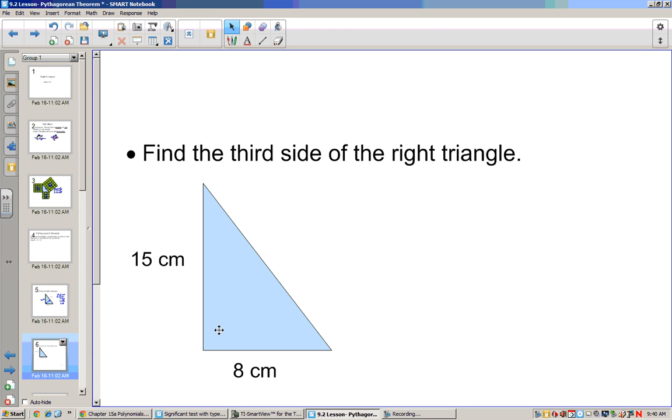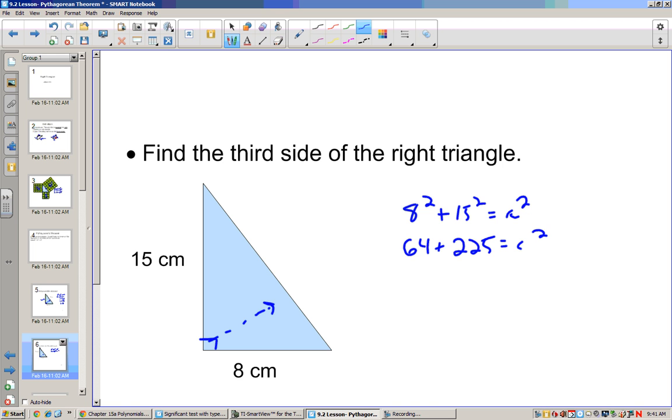Now, the third side in this triangle, I know my right angle is down here. If I go opposite, that's my c. So the c in this case I don't know. So I'll do 8 squared plus 15 squared is equal to c squared. 8 squared is 64. 15 squared is 225. If I add those together, I get 289 is equal to c squared. And now I square root both sides, and I have the square root of 289 is equal to c. Now if we take the square root of 289, we would get 17. So that is our value for c.